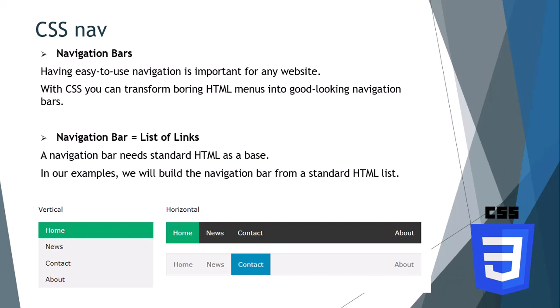With CSS you can transform a very boring looking, ordinary list of menu items into a good looking navigation bar. And what I'm going to do, I'll create a vertical one, and a navigation bar has two types. You have the vertical navigation bar and the horizontal navigation bar.